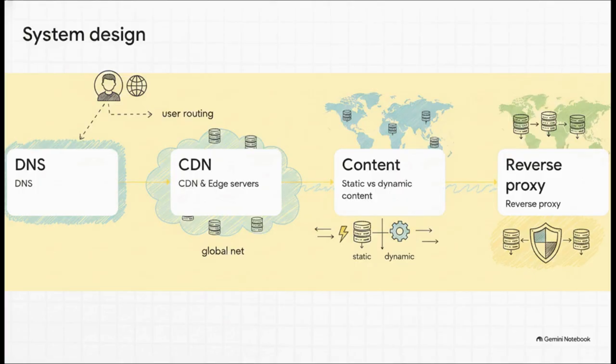Think about the flow. Step 1, intelligent DNS routes the user. Step 2, we utilize CDNs and edge servers like Cloudflare or CloudFront, casting that global net to absolutely kill latency. Step 3, we neatly separate our static versus dynamic content, serving those static assets instantly right from the edge. And finally, step 4, we funnel all that heavy lifting dynamic traffic through a reverse proxy to distribute the backend load safely. Mastering this sequential flow, that is the golden rule of modern architecture.